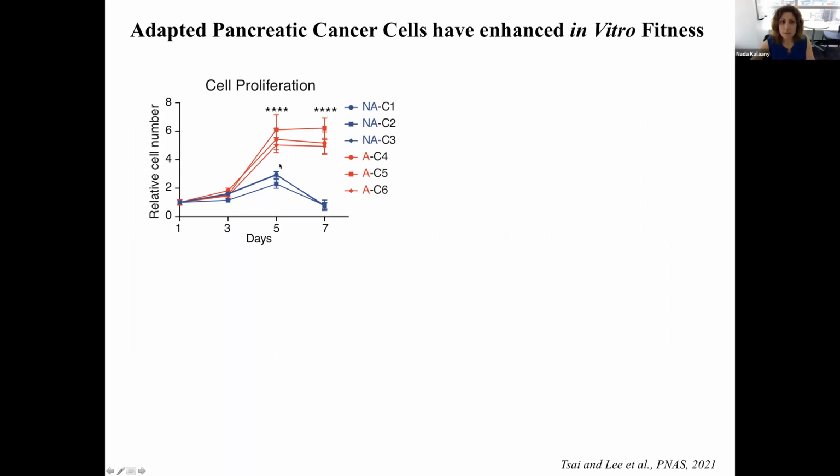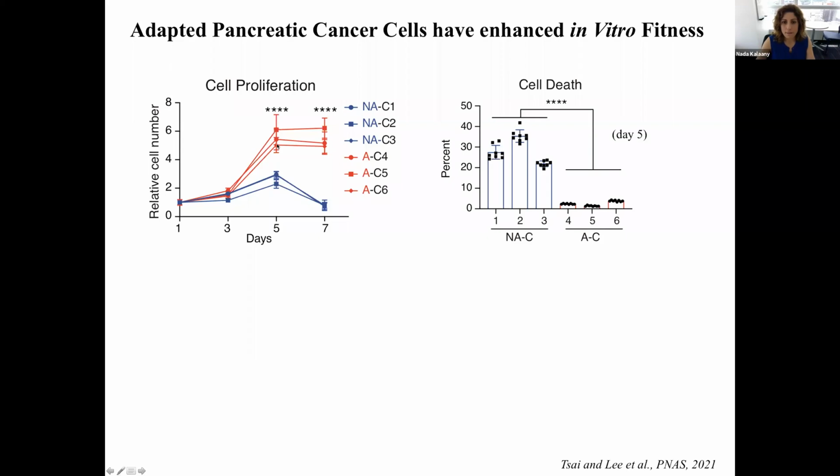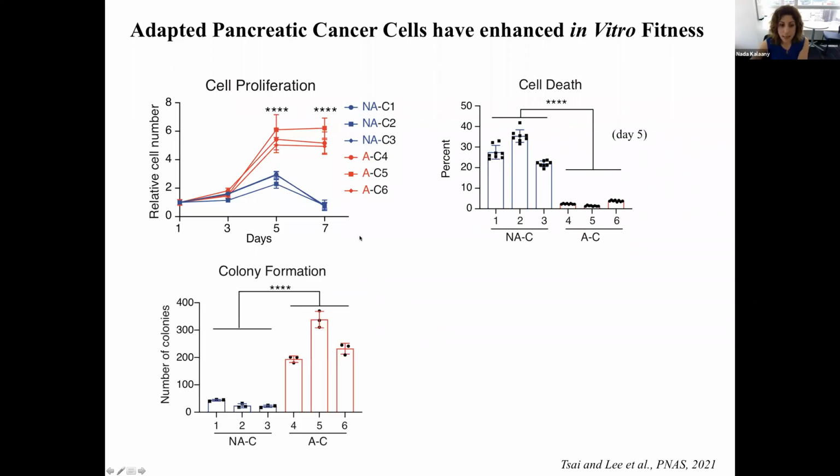And as you can see, there was an evident increased fitness in the proliferation of adapted clones, which are in red, as compared to non-adapted clones over here. And I'm only showing here one of the sublines, A9AAT cells, but SU2 had a similar phenotype. They also had lower cell death and formed a larger number of colonies in a colony formation assay.